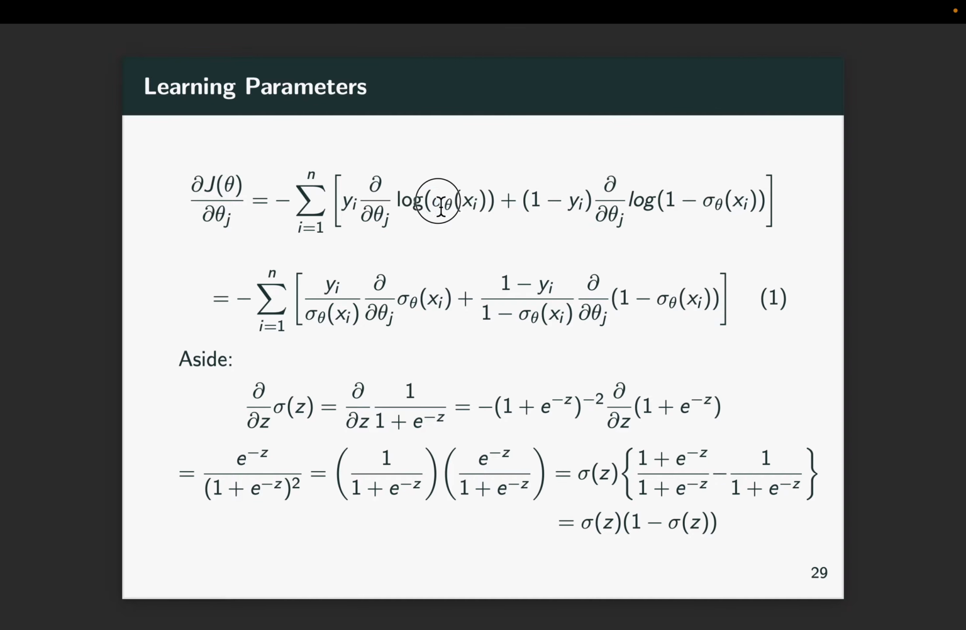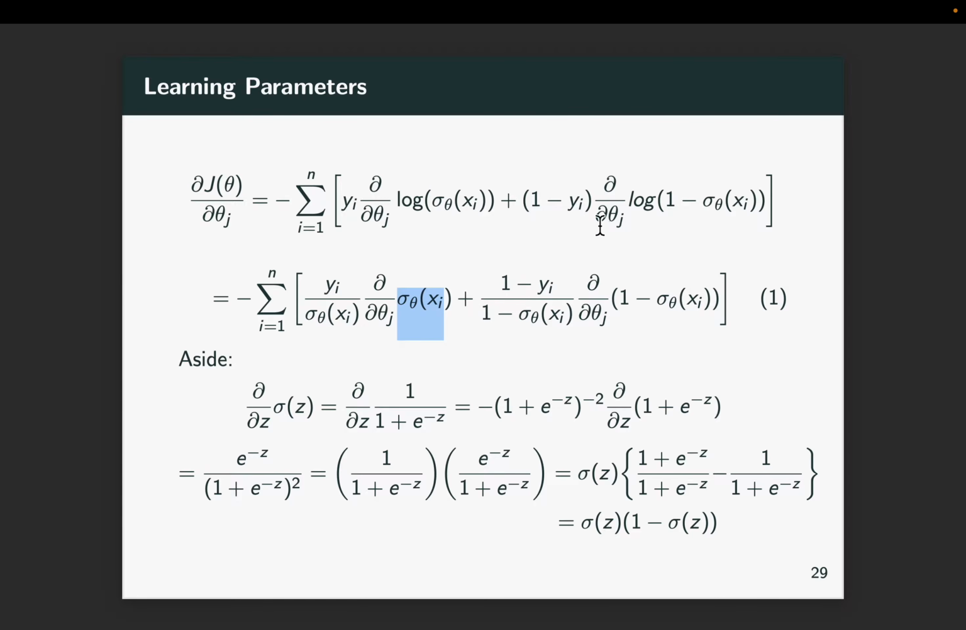Now let's consider this expression as log of some, let's say, k. So we're trying to find out del del theta j of log of k. We can use the chain rule: firstly the derivative of log k is 1 over k, and then since you had the k term inside, you get del k by del theta j. So therefore you'll get something like yi, then this term sigma theta xi, and then the partial with respect to this term sigma theta xi, and similarly we do the other component also.